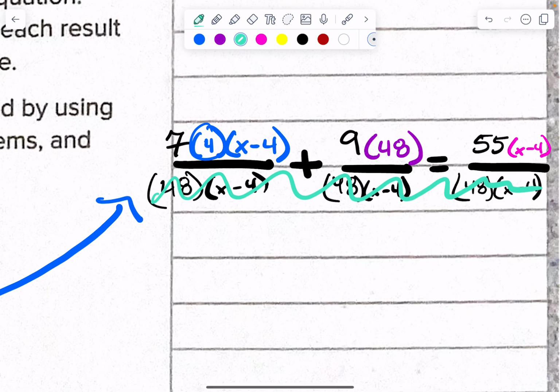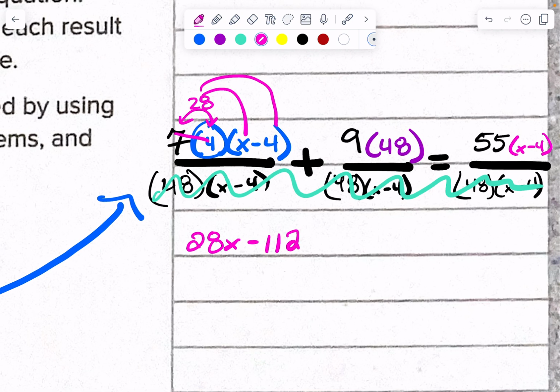I'm going to get rid of some of this parentheses. 7 and 4 multiplied together is 28, and now I'm going to distribute 28 through. So 28 times x is 28x, 28 times 4 is 112, so this is minus 112, okay? Then plus 9 times 48 is 432. Let me check that again. It's 432, equals, okay, I'm going to distribute the 55 through, so this is 55x minus, I think that's 220. 55 times 4 is 220, yep.